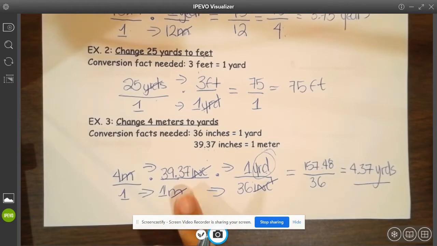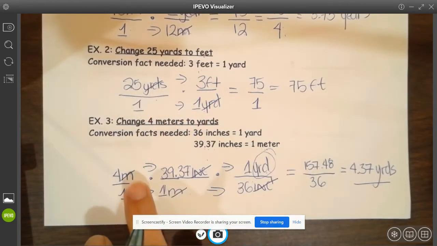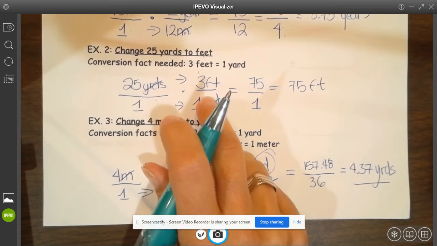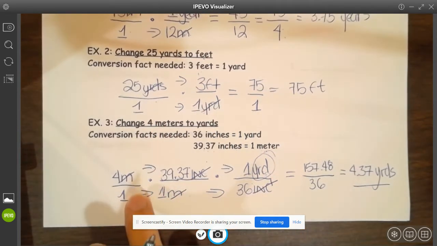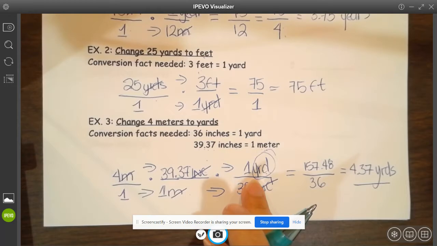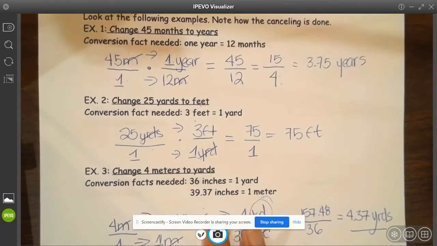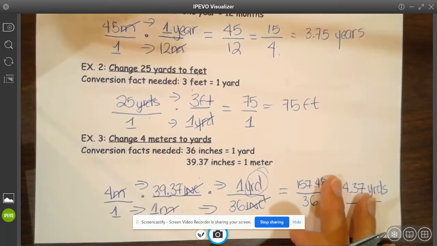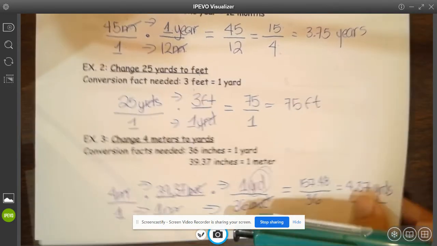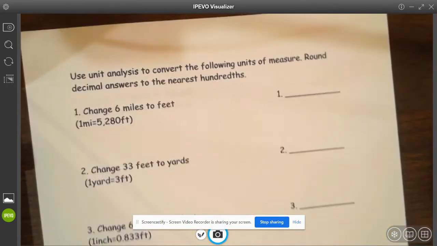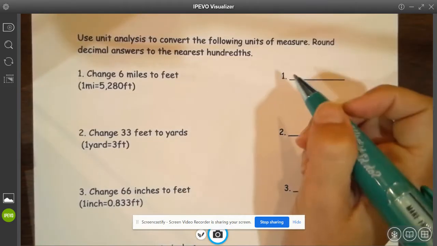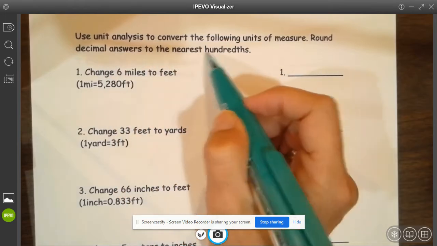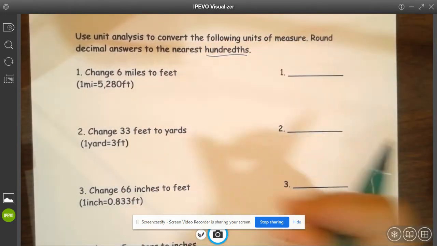All right, so this one was a 2-step. This one was one dimensional analysis. This one was 2. So we needed this one, and we also needed this one. All right, let's do more examples. Our next examples will look more like these 2 over here, which is just 1 step, okay? Okay, so use unit analysis to convert the following units of measure, round decimal answers to the nearest hundred. So that's 2 decimal points.